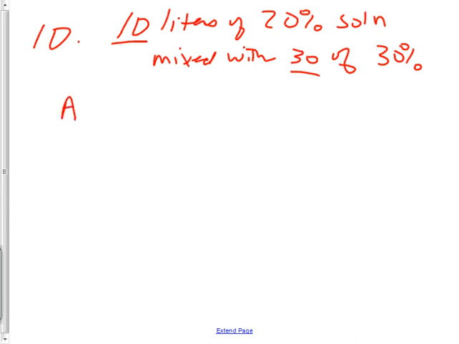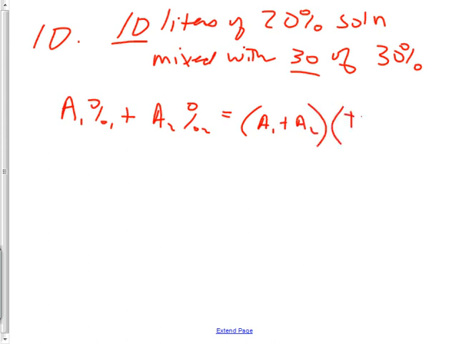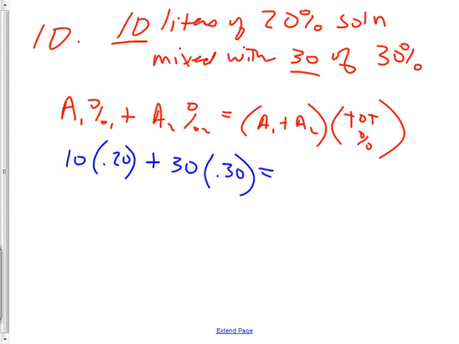Well, your formula you need to know, amount 1 times percent 1, plus amount 2 times percent 2, equals amount 1 plus amount 2 times the total percent. Awesome formula. Helps in a lot of ways. You can use this for finances too. We'll do one of those in a moment. So this one's amount 1 is 10, percent 1, 0.20, plus amount 2, 30, percent 0.30, equals amount 1 plus amount 2, that's 10 plus the 30 makes 40. And this I don't know, so I put an X.